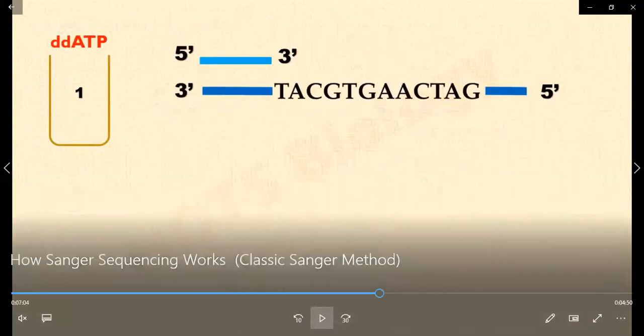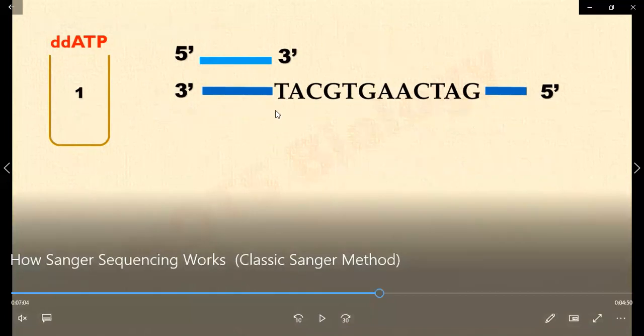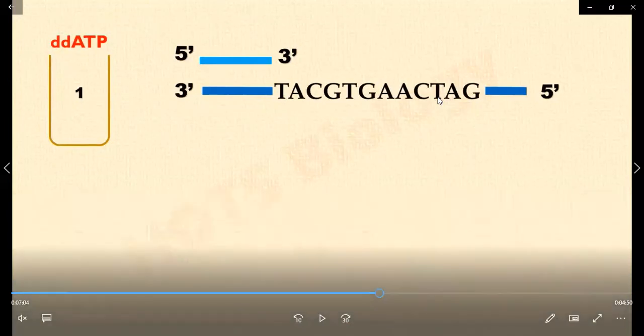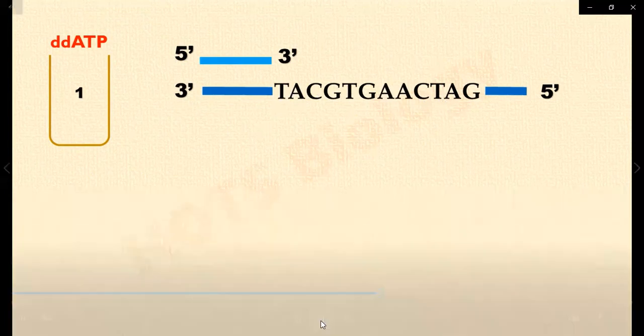ddATP, we have put dideoxyadenine triphosphate. Now, adenine is compatible, it is going to combine with thymine. So there is a chance for ddATP here and here, where adenine can combine with it. Okay, when adenine combines with it, what is going to happen is it is going to stop. But because it is in small amounts, a very high frequency of combination will not happen.